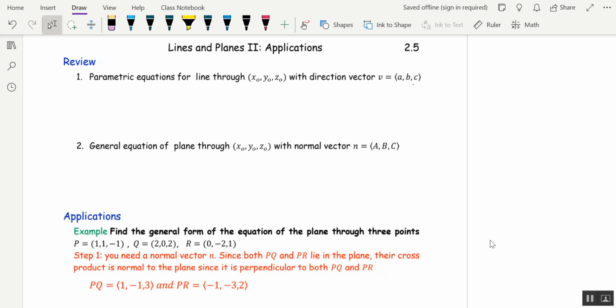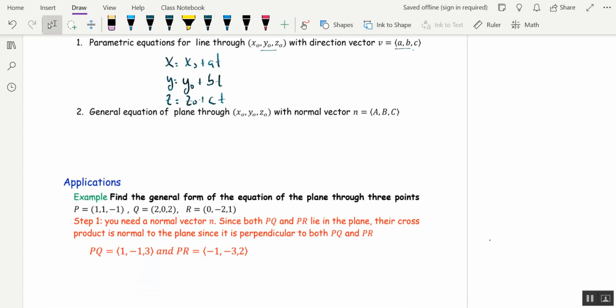Before we do some applications, let's just review the two major things we learned last time. Parametric equations for a line through a given point with a given direction vector. Three equations: x equals x naught plus at, y equals y naught plus bt, and z equals z naught plus ct.